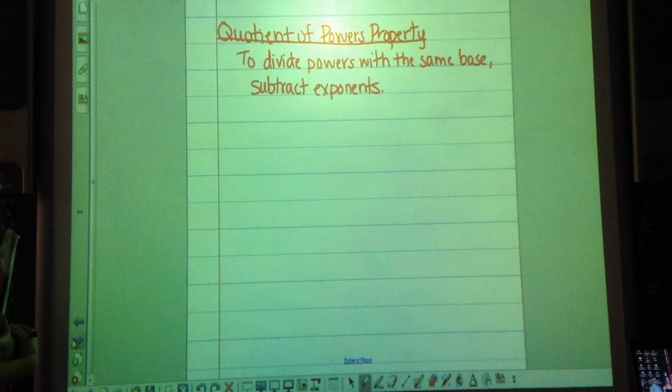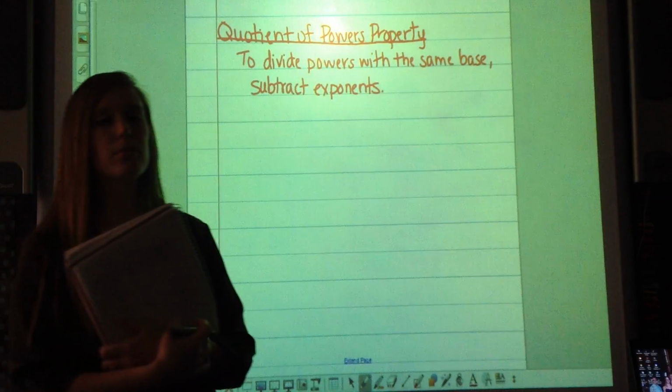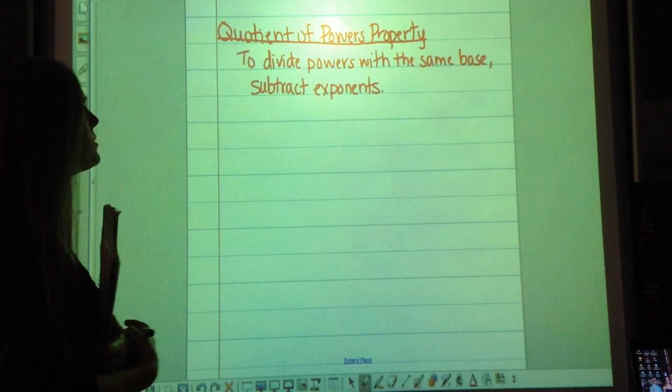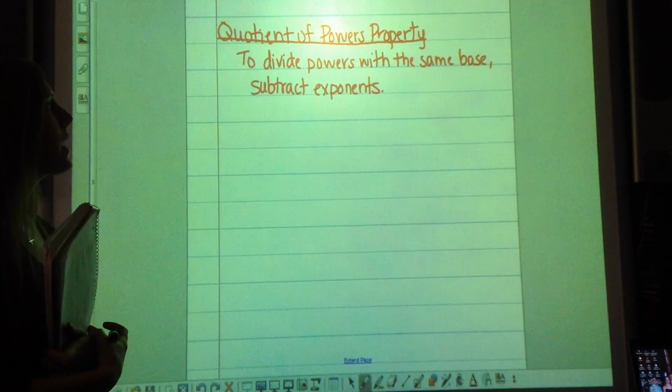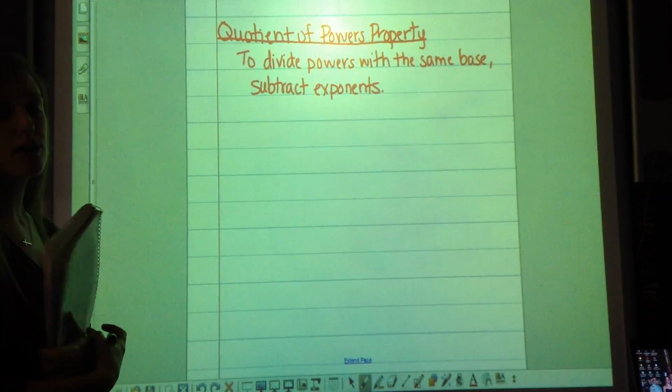Okay, let's try the next property. And that rule is the quotient of powers property. To divide powers of the same base, you subtract their exponents.